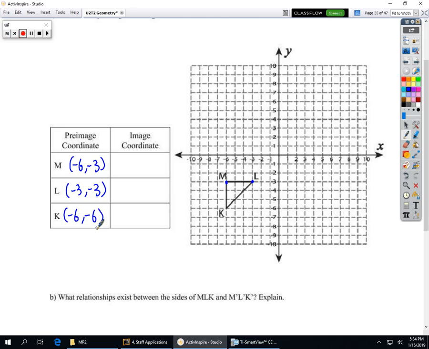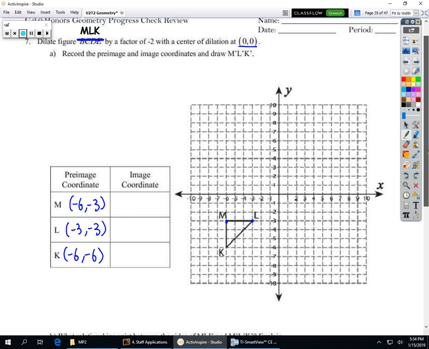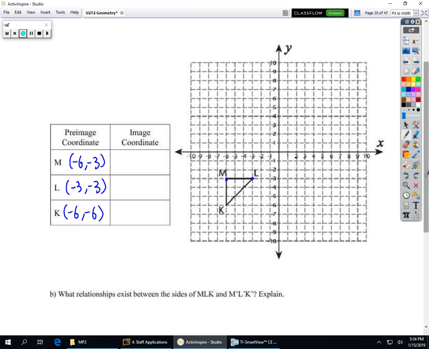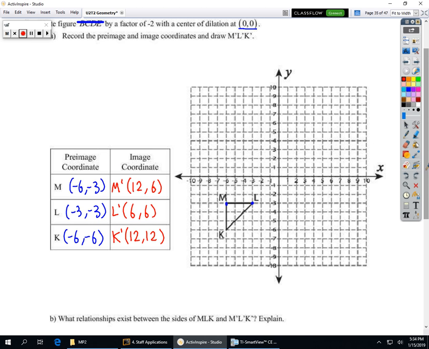Now I'm dilating it by a factor of -2, meaning I multiply everything by -2. So M prime is -6 times -2, which is 12, and -3 times -2 is +6. The negatives will change to positives. L prime, if I multiply by -2, I get 6 and 6. K prime, if I multiply by -2, I get 12 and 12. So for this one, unfortunately, it does go off the graph. We'll have to deal with this one.